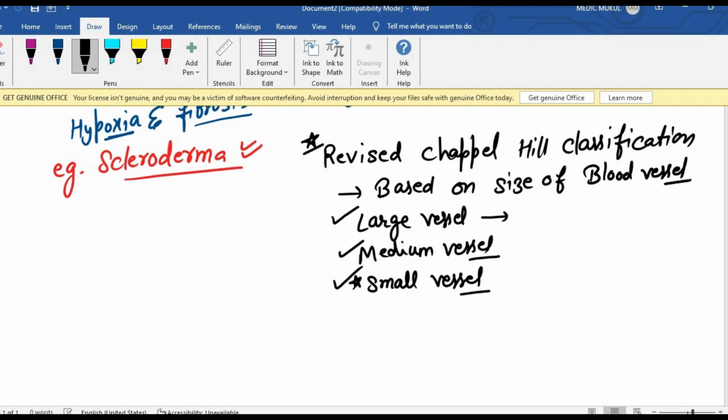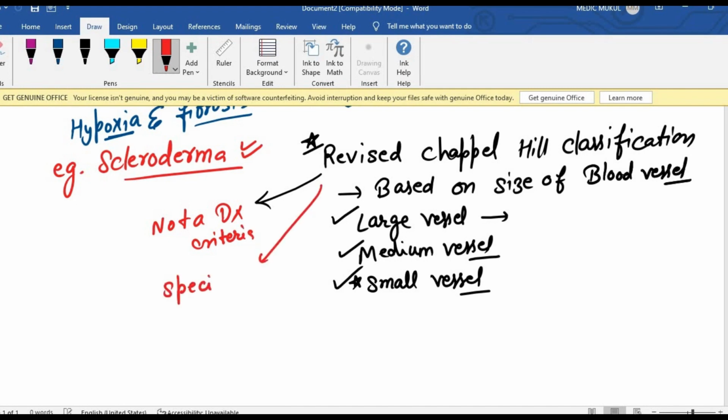So it is classified by the Chapel Hill classification, which is based on the size of blood vessels. It is classified into three types: large vessel vasculitis, medium vessel vasculitis, and small vessel vasculitis. Also remember that the revised Chapel Hill classification is not a diagnostic criteria.